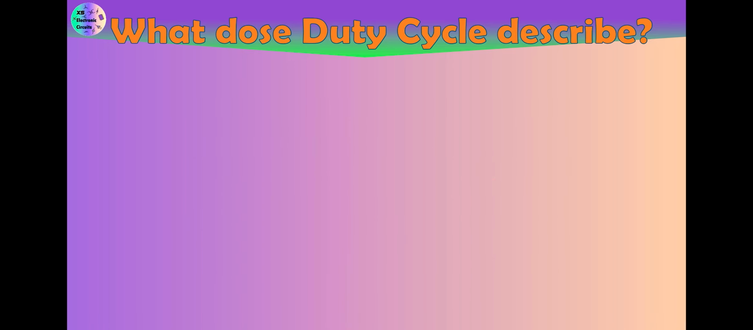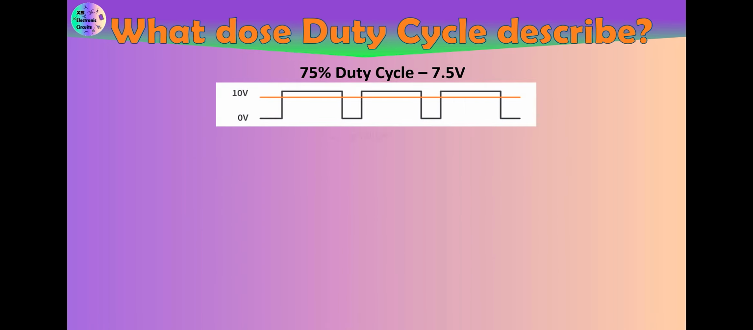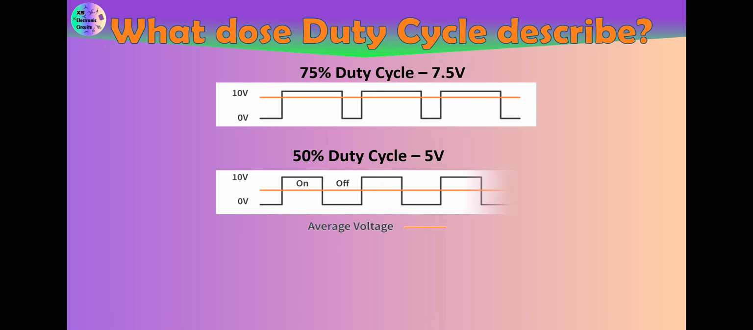Let's take a signal with a maximum voltage of 10V. If the signal is on for 0.75 seconds and off for the other 0.25 seconds, it will be a 75% duty cycle and the output will be 7.5V. If our signal takes 1 second to complete a cycle and the signal is on for 0.5 seconds and off for the other 0.5 seconds, this is called a 50% duty cycle and we will get 5V as the average voltage output.